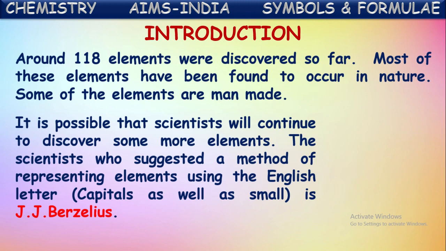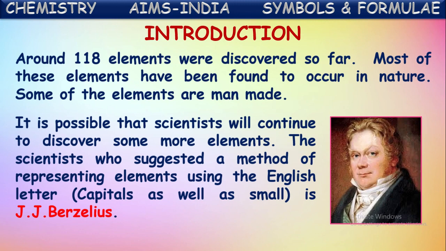The scientist who suggested a method of representing elements using English letters is Berzelius. Before him, some other scientists also tried to symbolize the elements to represent them in chemical reactions, but failed. But Berzelius successfully gave symbols for the elements by putting certain rules. He proposed that the starting letter of its English name is taken as its symbol.